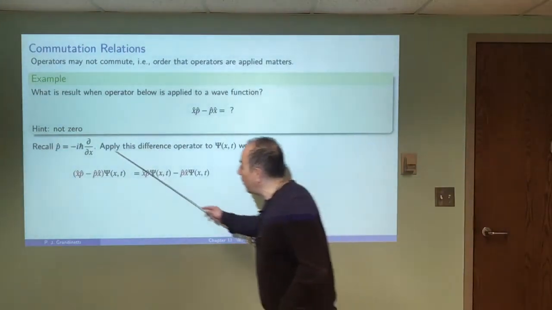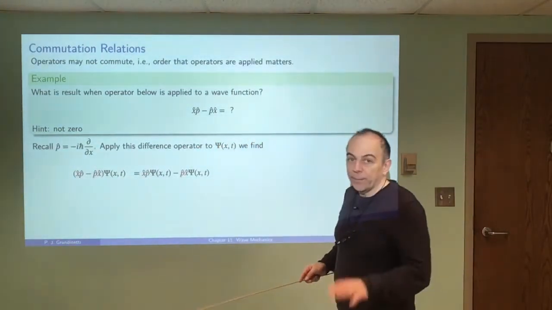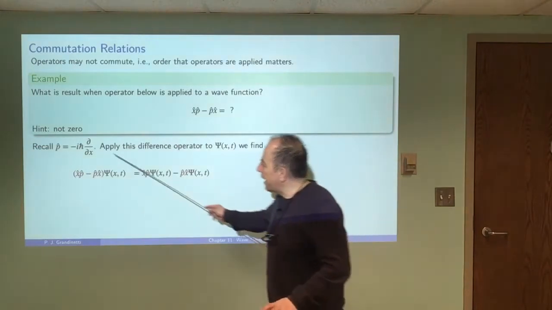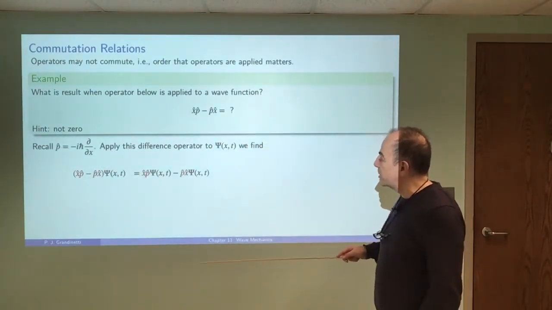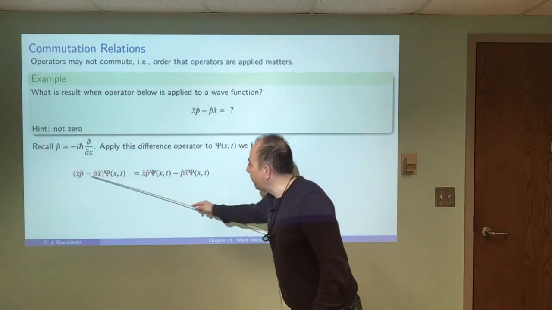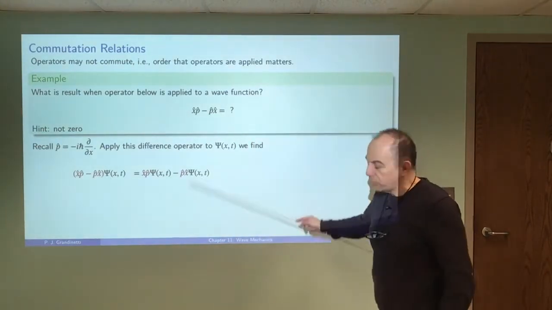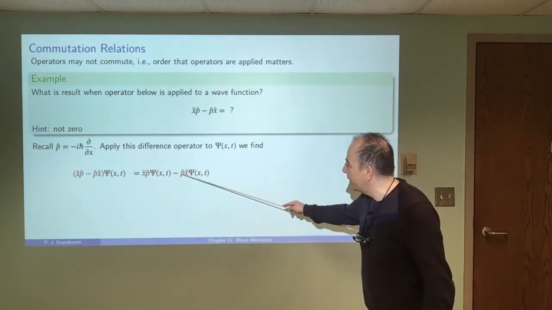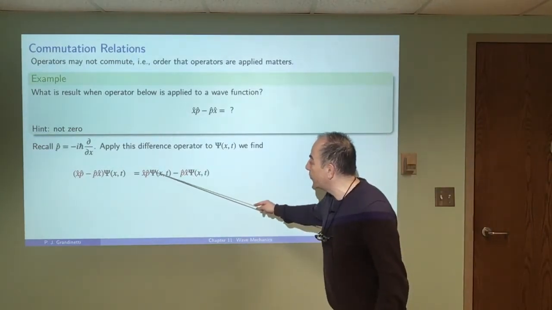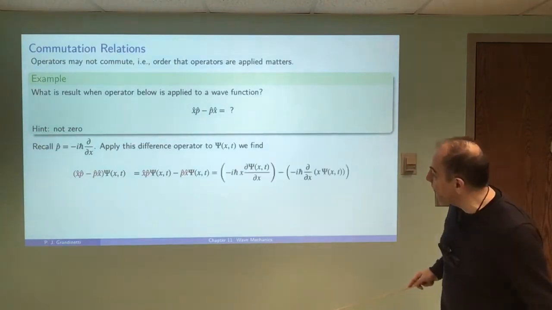So if you remember the momentum operator we worked out when applied to the position basis, it has this form right here. So if we apply to the wave function in the position basis, we're going to apply this difference operator, which we distribute, and it will look like this. This means that we're going to apply x first and then p, and in this case we're going to apply p first and then x, and then take the difference.